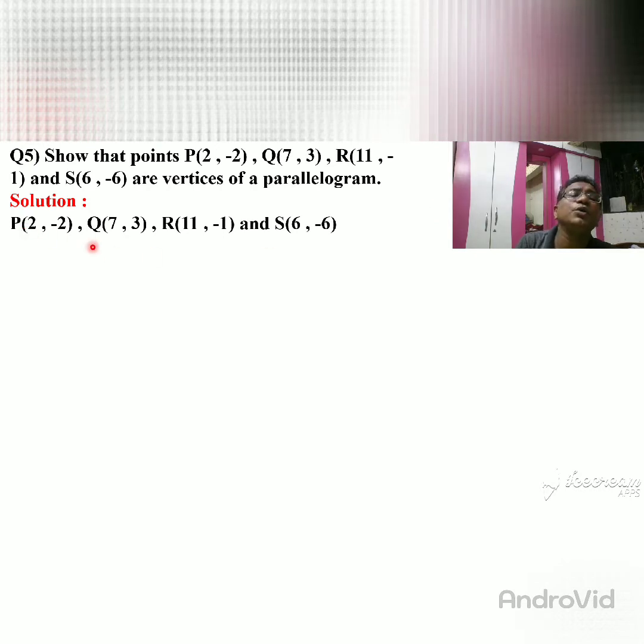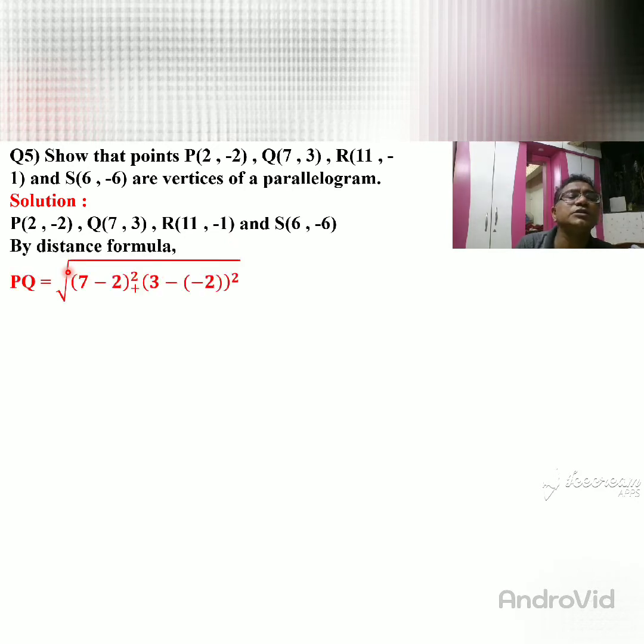But when you take PQ, you take x1, y1, x2, y2. When you take QR, then also you take x1, y1, x2, y2, because the distance formula is given to you. By using the distance formula you want to find the distance PQ. So x2 is 7, I write here 7, minus x1, x1 is 2. So 7 minus 2 bracket square. Then y2 is 3, and y1 is minus 2, so I write 3 minus bracket minus 2.